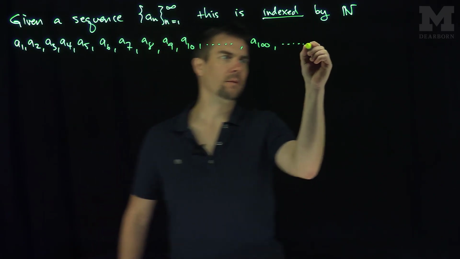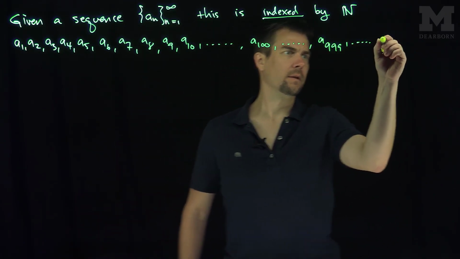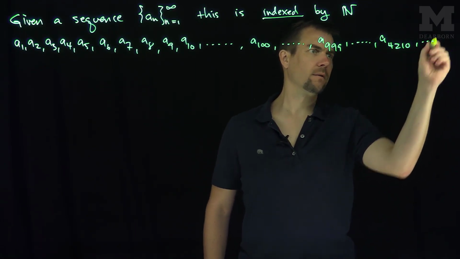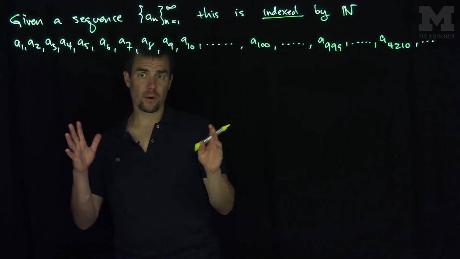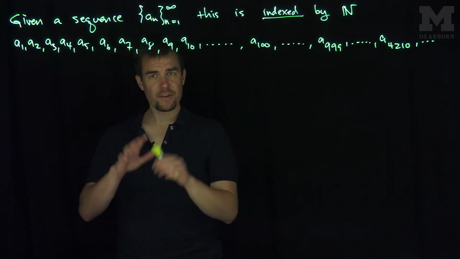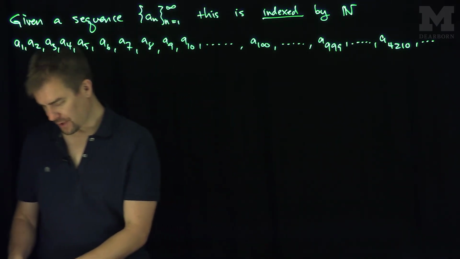a_100, a_999, a_4210, etc. It just keeps going. The idea behind the subsequence is that instead of indexing by n, you only pick a sub-collection of the terms in this sequence.